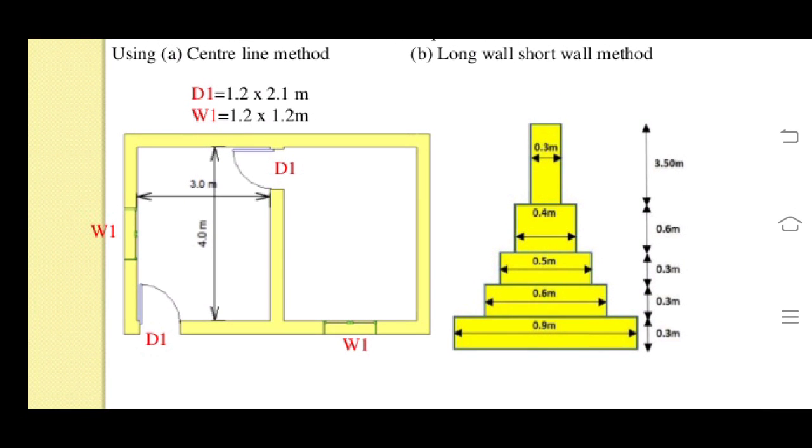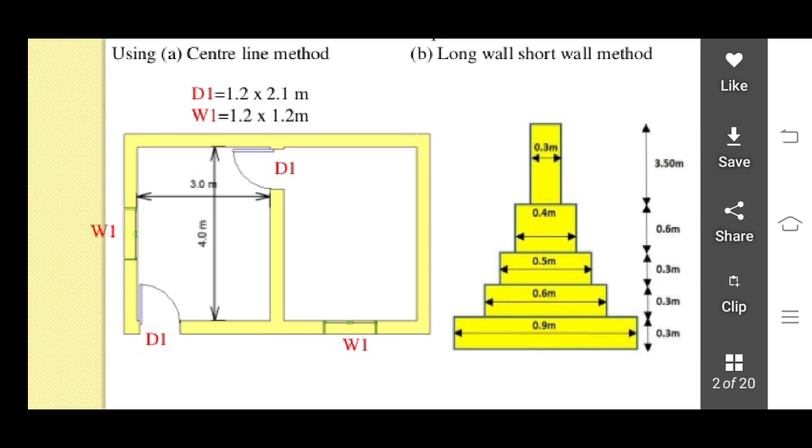The foundation or footing is made up of 4 steps. The first step is having width of 0.9 meter, second step having width of 0.6 meter, third step having width of 0.5 meters, and fourth step having width of 0.4 meters. All the steps having depth of 0.3 meters, and the last step having depth of 0.6 meters. The superstructure wall is having width of 0.3 meters and floor to floor height of 3.5 meters.